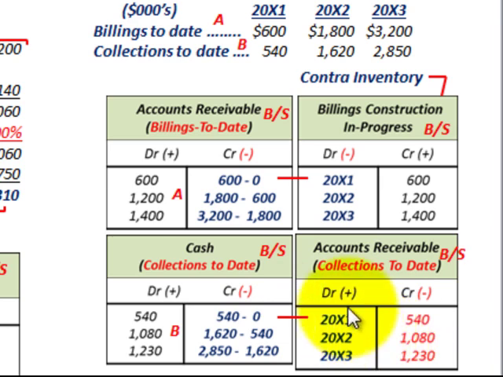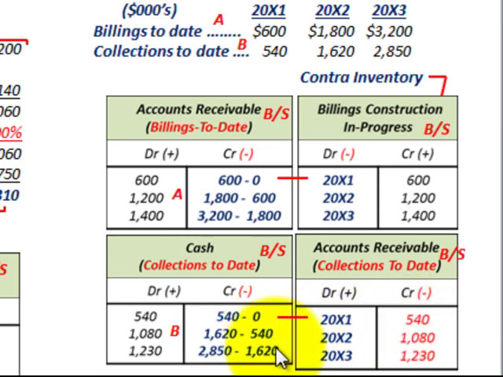Okay, so you see what's going on here with the billings and collections. First, we start with our billings to date, and you set up the billings to date as accounts receivable, and from year to year you have to figure out the increase in what your accounts receivable would be. You debit that, and then the credit goes to this billings on construction in process account. That's a contra inventory account, and we'll be looking at that. So you can see what's going on here. And then as you collect the cash, those are the collections that we have here. You collect the cash, you reduce your accounts receivable by those amounts. If I didn't go through that cash collection for these other years, we had $540 for the first year.